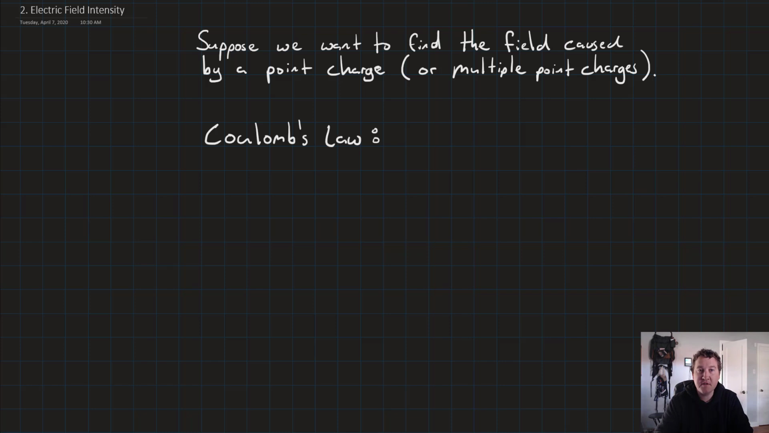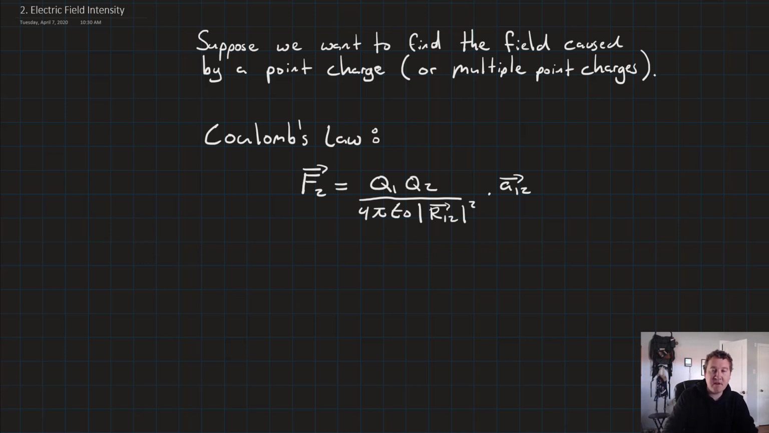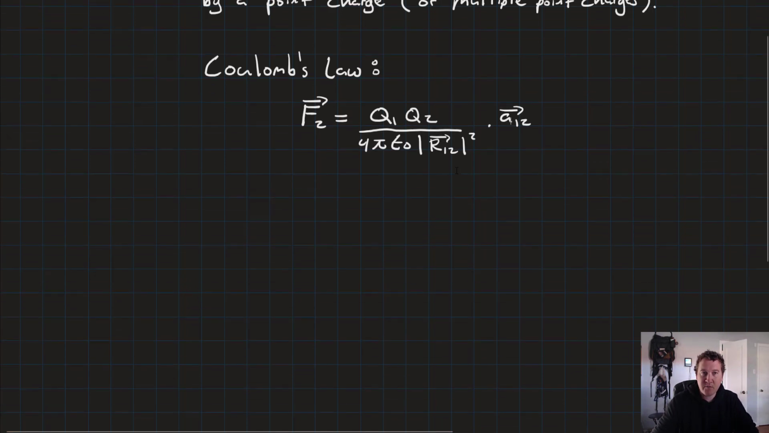Coulomb's law gives us the force applied on one charge by another charge. It is given as the force on point charge 2 is equal to the charge of 1 times the charge of 2 divided by 4 pi times the permittivity of free space, epsilon naught, times the magnitude of the vector that extends from 1 to 2 squared, times the unit vector that extends from point 1 to point 2. Now we can use Coulomb's law to calculate the electric field caused by a single charge.